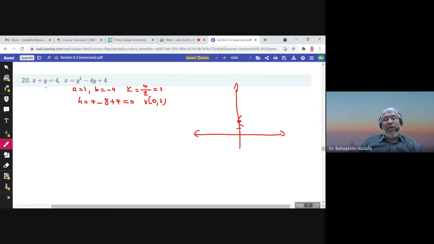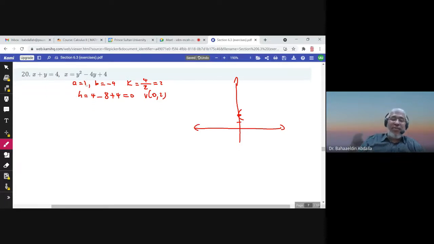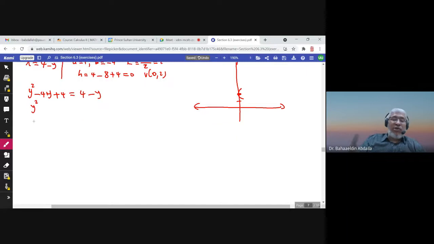Now, what about this line? Well, I need to find the intersection points between this line and the parabola. So I will solve them together. Here from the line, I have x equals 4 minus y. And from the parabola, I have x equals this. So I put them equal to each other. So y squared minus 4y plus 4, this is the x of the parabola, equals the x of the line. This is a quadratic equation. Minus 4y plus y is minus 3y plus 4. So no, 4 cancels with 4. So there is no 4 here.